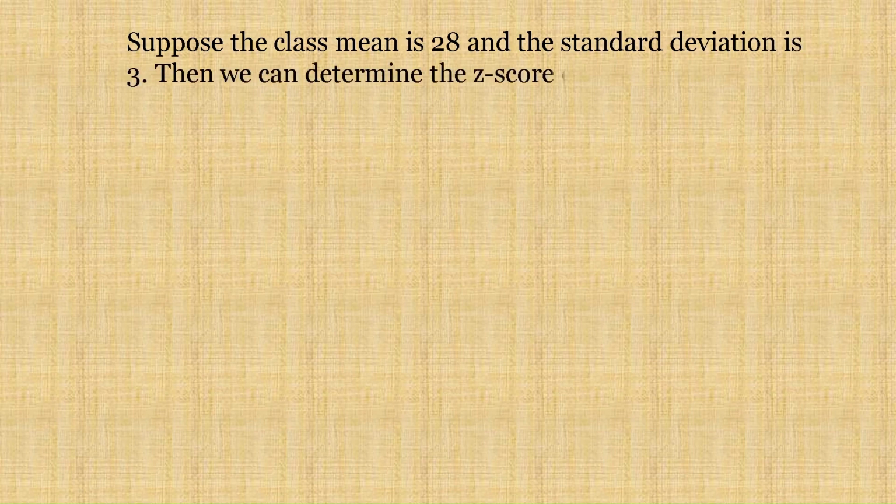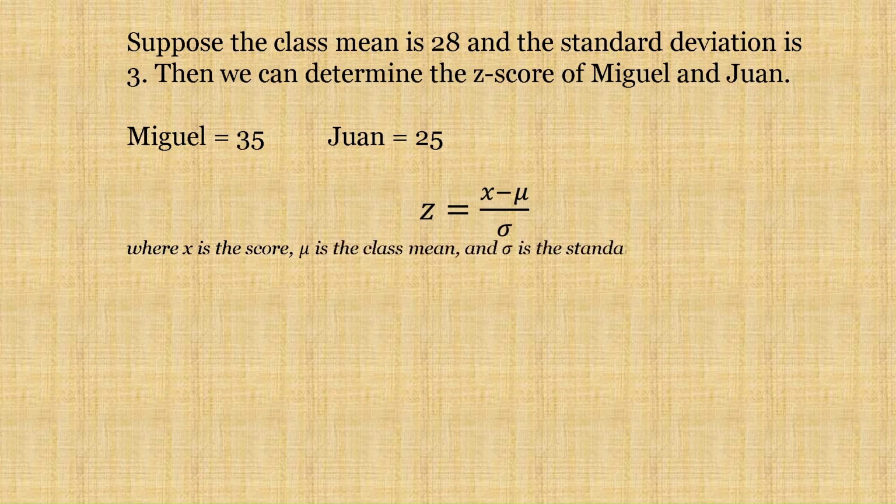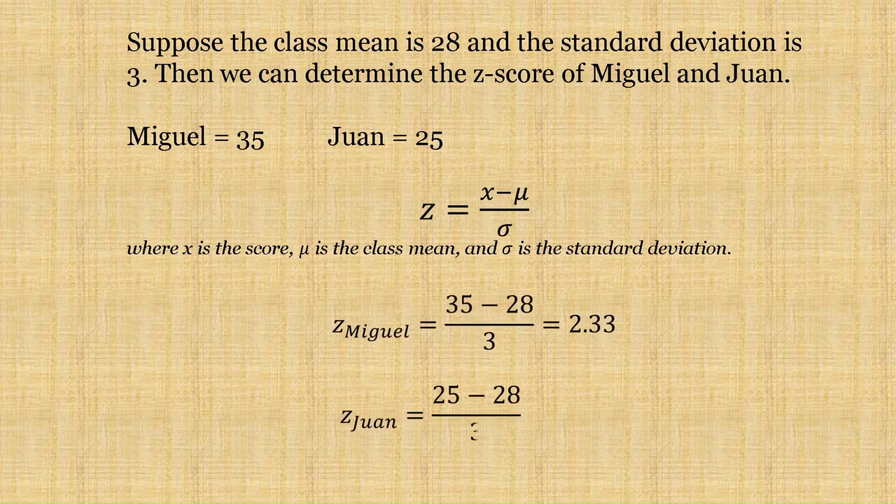Since Miguel scored 35 and Juan scored 25, then the z-score of Miguel is 35 minus 28, the class mean, divided by the standard deviation of 3, which gives 2.33. While the z-score of Juan is 25 minus 28 divided by 3, which gives negative 1.0. Therefore, it is only Miguel who scored better than Juan if they are compared to the entire class.